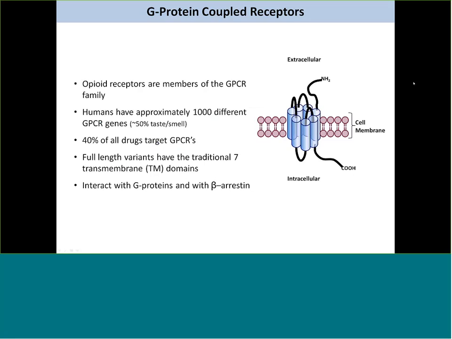Just as a very quick overview, opiate receptors are members of the GPCR family. This family is traditionally thought of as a 7 transmembrane domain receptor family of proteins with an extracellular amino terminus and an intracellular carboxy terminus. As you've heard, there's quite a few of these GPCRs in the world, and approximately half of them are associated with taste and smell, and the other half have provided major sources of targets for drug development.